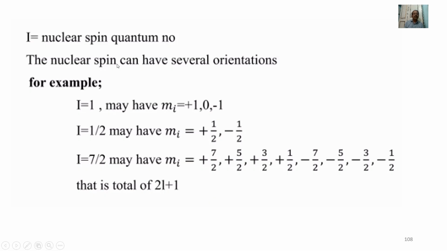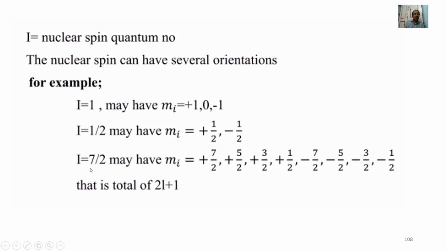The nuclear spin can have several orientations. For example, when you take I equals 1, this will have Mi equal to plus 1, 0, and minus 1. This follows the rule 2I plus 1. When I equals 1, this becomes 3, so Mi will have 3 values: plus 1, 0, minus 1. Whereas I equals 1 by 2 will have 2 multiplied by 1 by 2 plus 1, so 2 values: one is plus 1 by 2 and another one is minus 1 by 2.